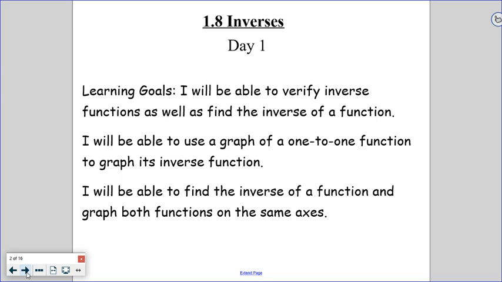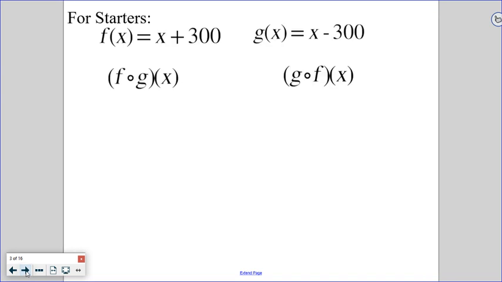1.8 is inverses, and I will tell you that this is definitely one we're going to want to spend a little bit of time reviewing as we go. There is a lot to it, but the underlying theme of inverses will not change. We have a lot of learning goals today because we're going to verify that things are inverses of each other. We're going to be able to graph inverses, and we're going to be able to find them given a function, both algebraically and from the graph.